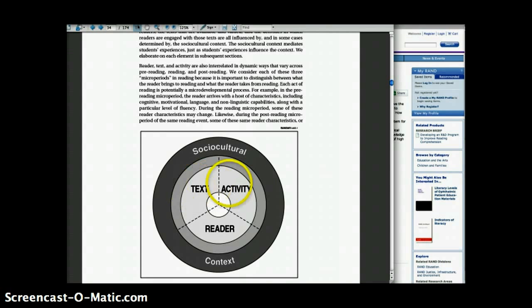Now these 3 pieces of comprehension are within the socio-cultural context. Socio meaning society, so it's within our society's context, the time and place, and it's also within each individual's cultural, so the cultural beliefs and values that the person brings to the text as well.